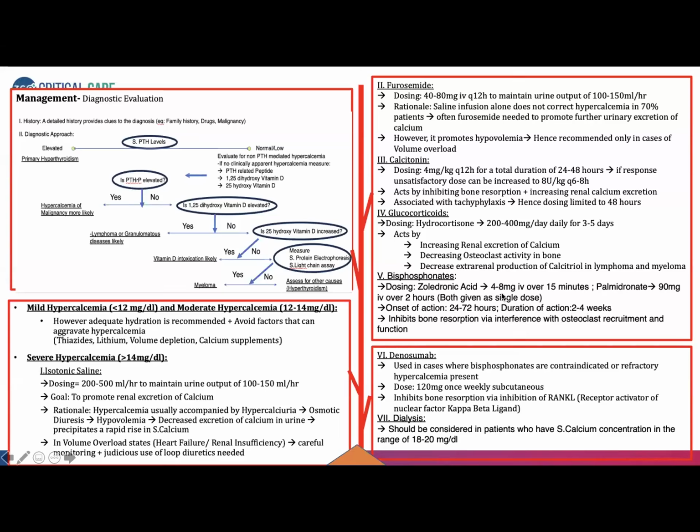Zoledronic acid 4 to 8 milligrams IV over 15 minutes, pamidronate 90 milligrams over 2 hours. So this inhibits bone resorption and interferes with the osteoclast recruitment function.